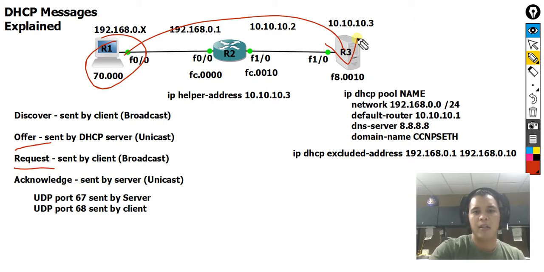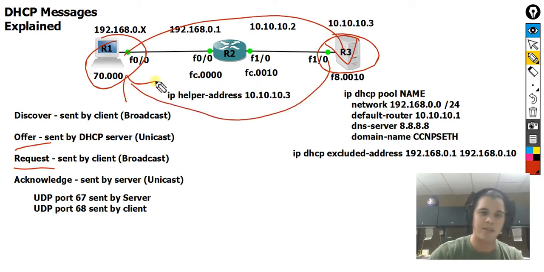Once the DHCP server gets that request message, it's like, all right, let me get the paperwork. Bam. I'm going to send you an acknowledgement. You are good to go. You can now use that address.